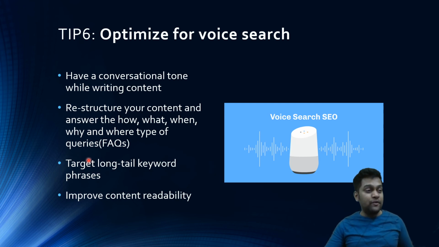Well, a couple of ways to do that is have a conversational tone while writing content. Restructure your content so that you answer the how, what, when, and where type of queries. If possible, add an FAQ section. Target long tail keyword phrases. Again, this is a good way to make sure that you answer the queries that are long tail, and then improve content readability. If your website content is complex and if Google can't understand it, it's not going to rank and it's not going to show up on voice search related queries. So those are some ways to optimize for voice search, and the only reason I added this is it's trending, it's moving in the right direction, and you can expect more and more queries coming through smart devices.